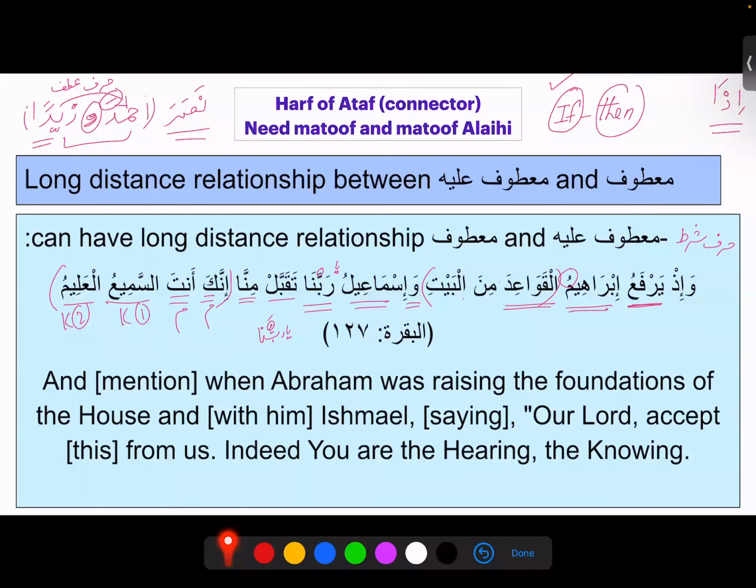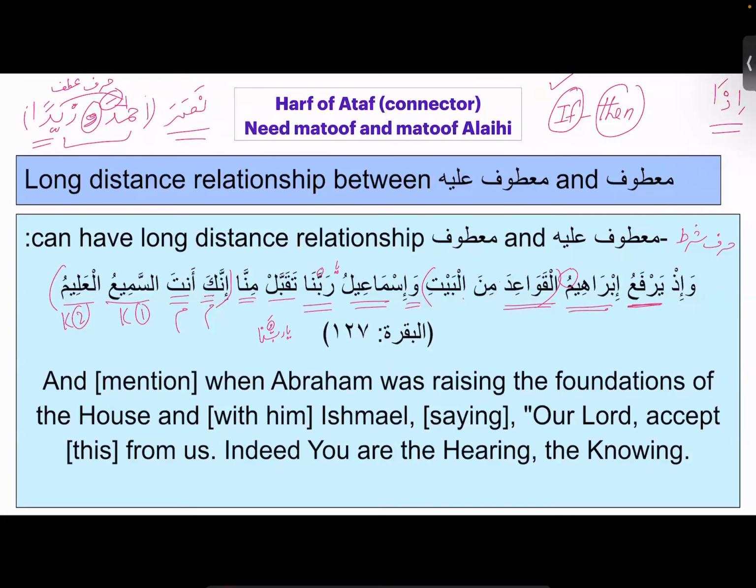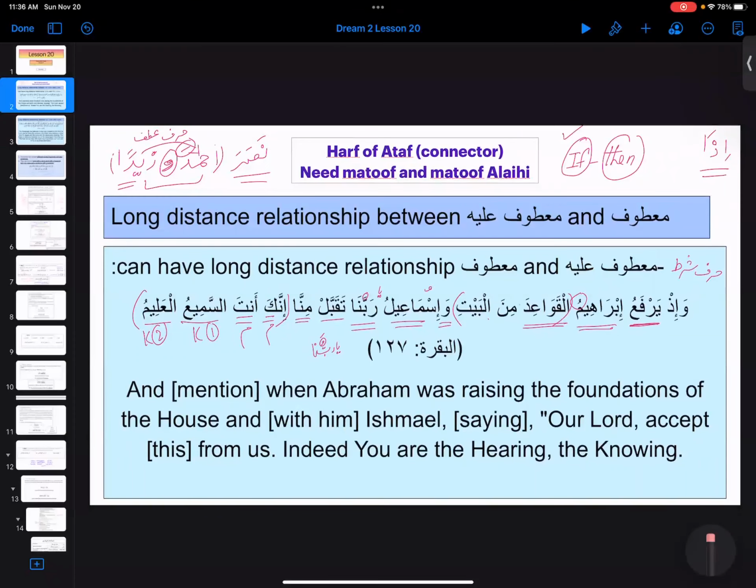And in this case, we always check the irab, like status. So Ibrahimu has Dhamma, so that is Rafa. And Ismailu is also Rafa. So what label have we given to Ibrahim over there? Basically this is the fa'il, right? So the same label is given to Ismail. So Ismailu is also going to be considered as a fa'il. That means they are one bucket.